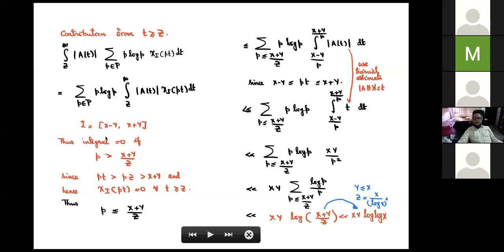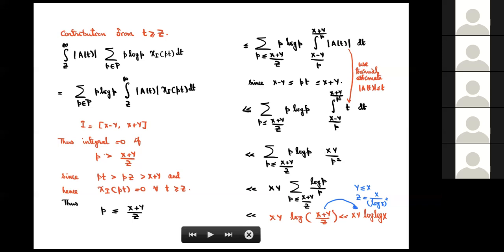Now the interval I is x minus y to x plus y, and pt lies in this interval, and therefore t lies between x minus y by p and x plus y by p. So this integral is actually from x minus y by p to x plus y by p. And for a_t, we use the trivial estimate a_t is less than or equal to t. And therefore, if you integrate this thing, you're going to get x plus y by p whole square minus x minus y by p whole square. That is using a square minus b square being a minus b times a plus b. You get xy basically, up to a constant.